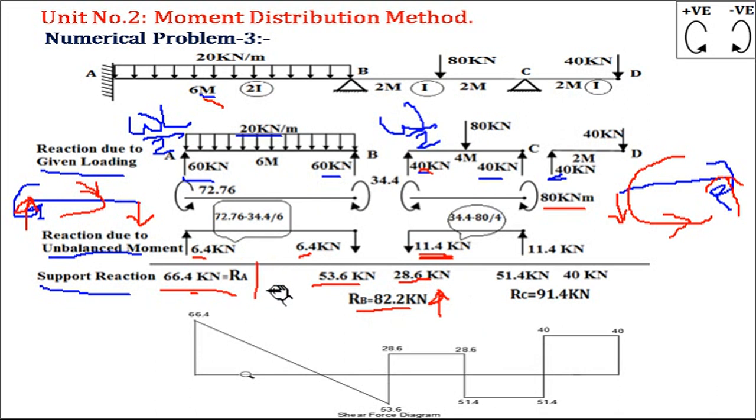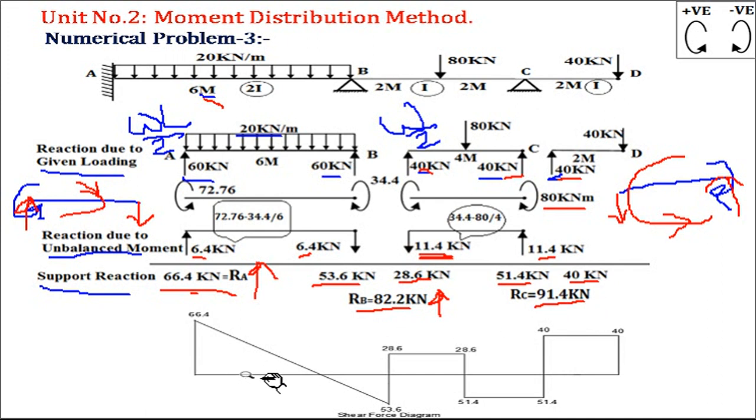Okay, here also it is acting upward. Support B reaction is acting upward. Now support reaction at C. Due to the given load it is 40, and due to the unbalanced moment it is 11.4, for member CB. If you do the addition, 40 plus 11.4, it is 51.4. Now support reaction at C for member CD, as we have found out, it is 40. Okay, so the reaction at C will be the addition of these two, 51.4 plus 40, it is 91.4.